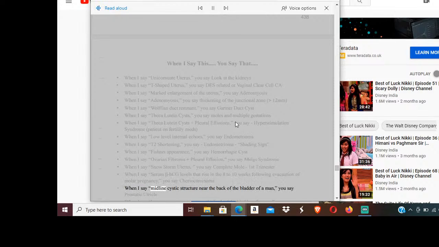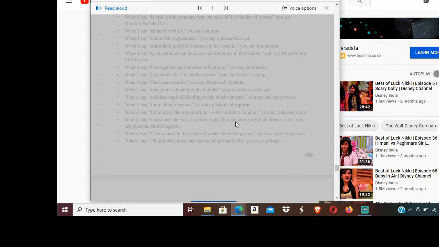When I say midline cystic structure near the back of the bladder of a man, you say prostatic utricle. When I say lateral cystic structure near the back of the bladder of a man, you say seminal vesicle cyst. When I say isolated orchitis, you say mumps. When I say onion skin appearance, you say epidermoid cyst.